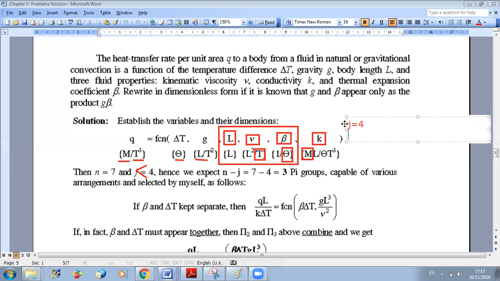Okay, so the number of pi groups will be equal to N minus J, which is 7 minus 4 equals 3. So I have 3 groups in the problem. Did you understand how I determine the independent variables, or do you want me to repeat?